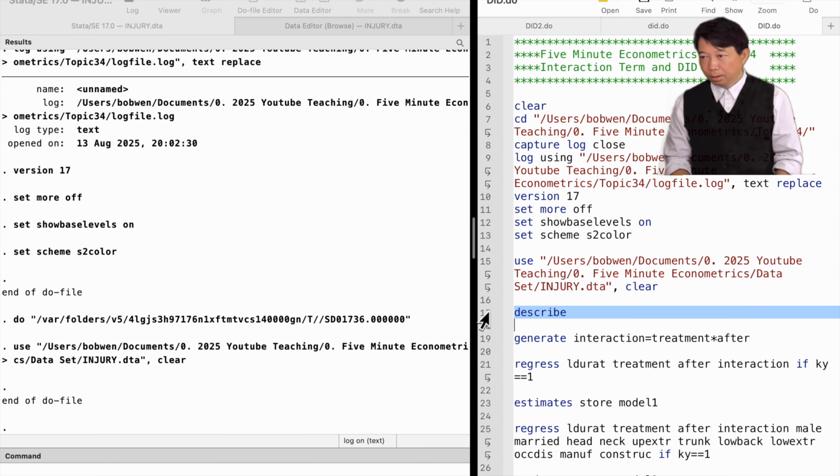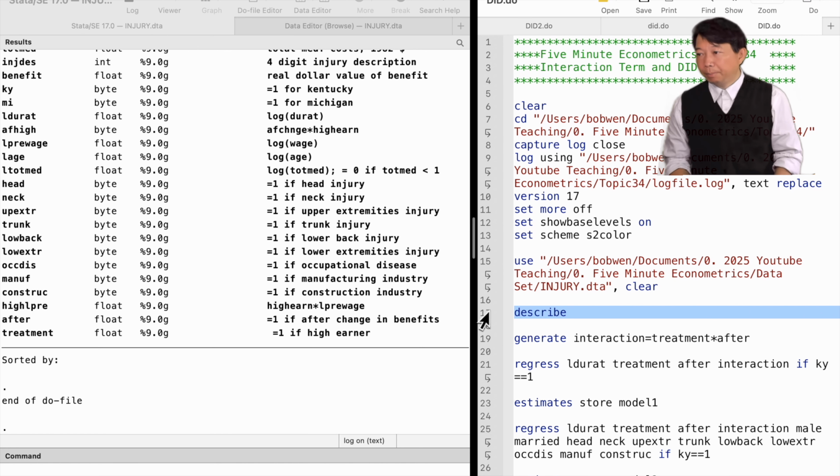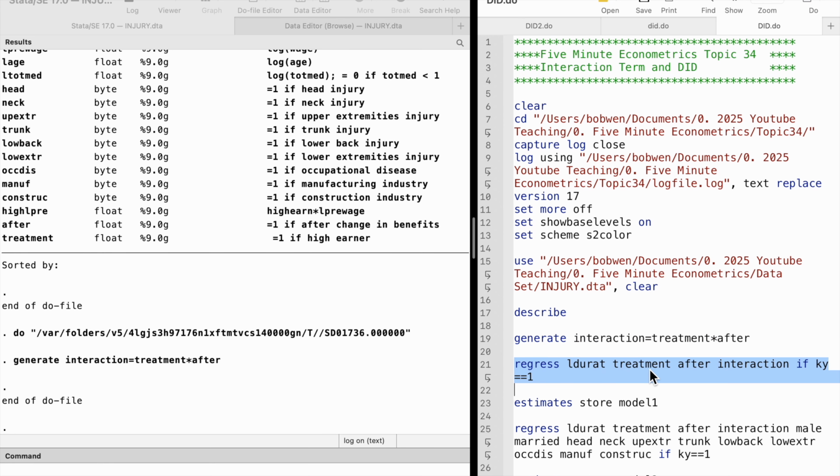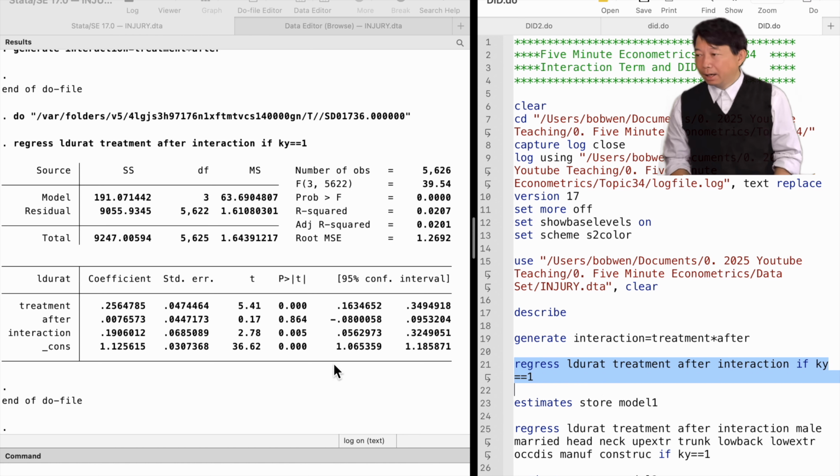In Stata, we regress the log of the length of compensation time on the two binary variables and the interaction term for the workers in Kentucky. The OLS estimate for the interaction term is 0.191, meaning that the law increases the length of time on compensation by about 19%. It is statistically significant at the 1% level.